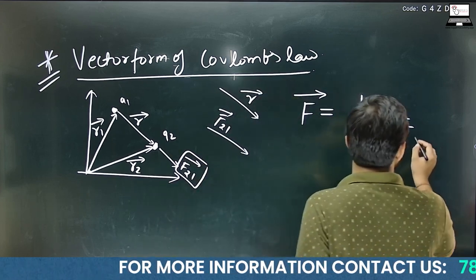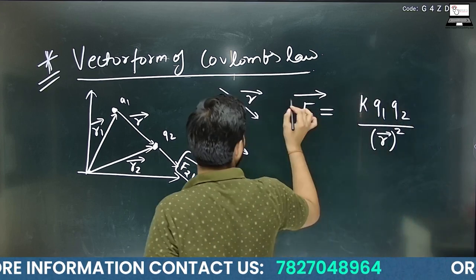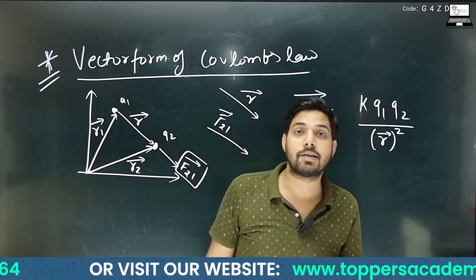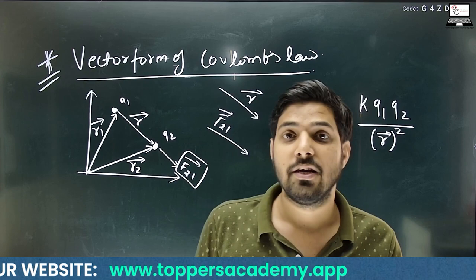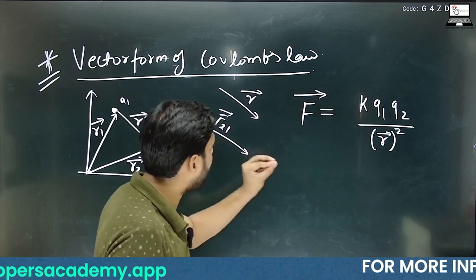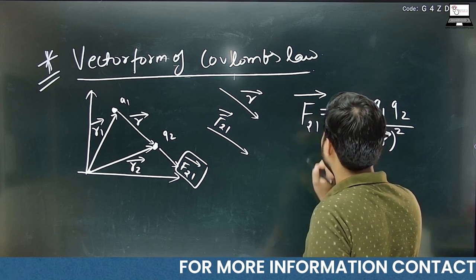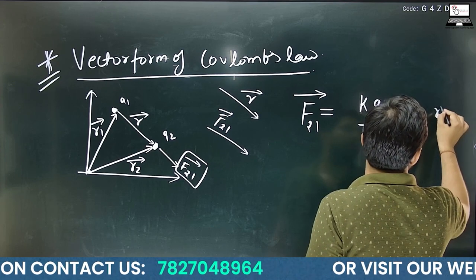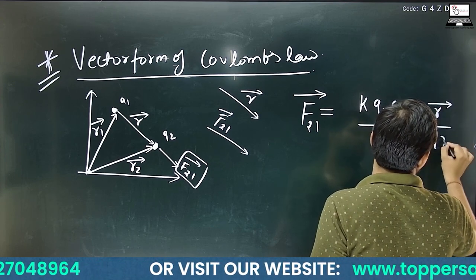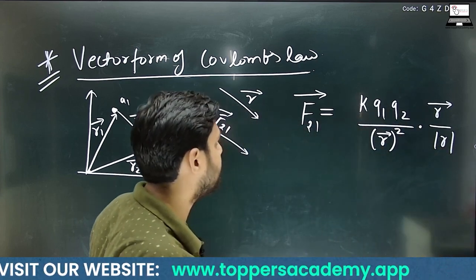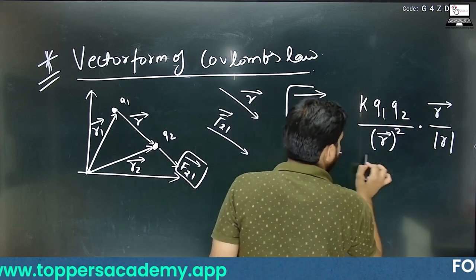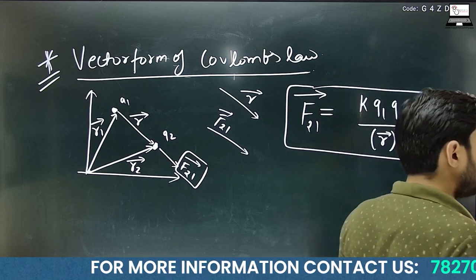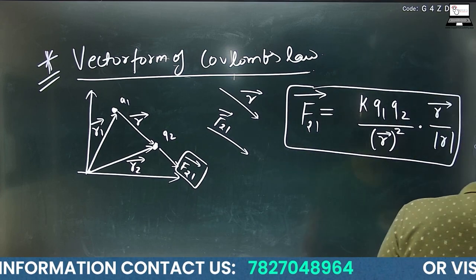By this you can say this is the magnitude of the vector, but how will we find the direction? Direction must be the unit vector along R. And how do we find the unit vector? We have this R, so we will find the unit vector by multiplying it by this thing. Clear? So this is our formula of the vectorial form of Coulomb's law. I think it's clear.